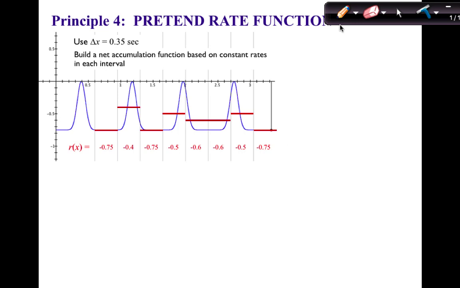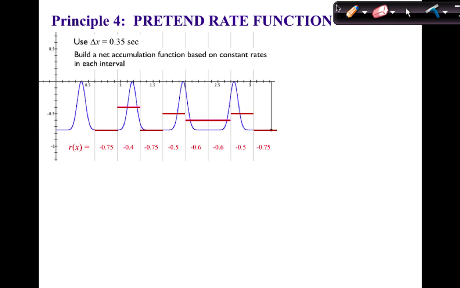So this is the idea of principle 4. Pretend rate function. This red function is pretending to be the real one, the blue one. But we just made this blue function worse though, right? This is not accurate anymore. Why did we do that? If we had the real rate function, why did we make it worse?